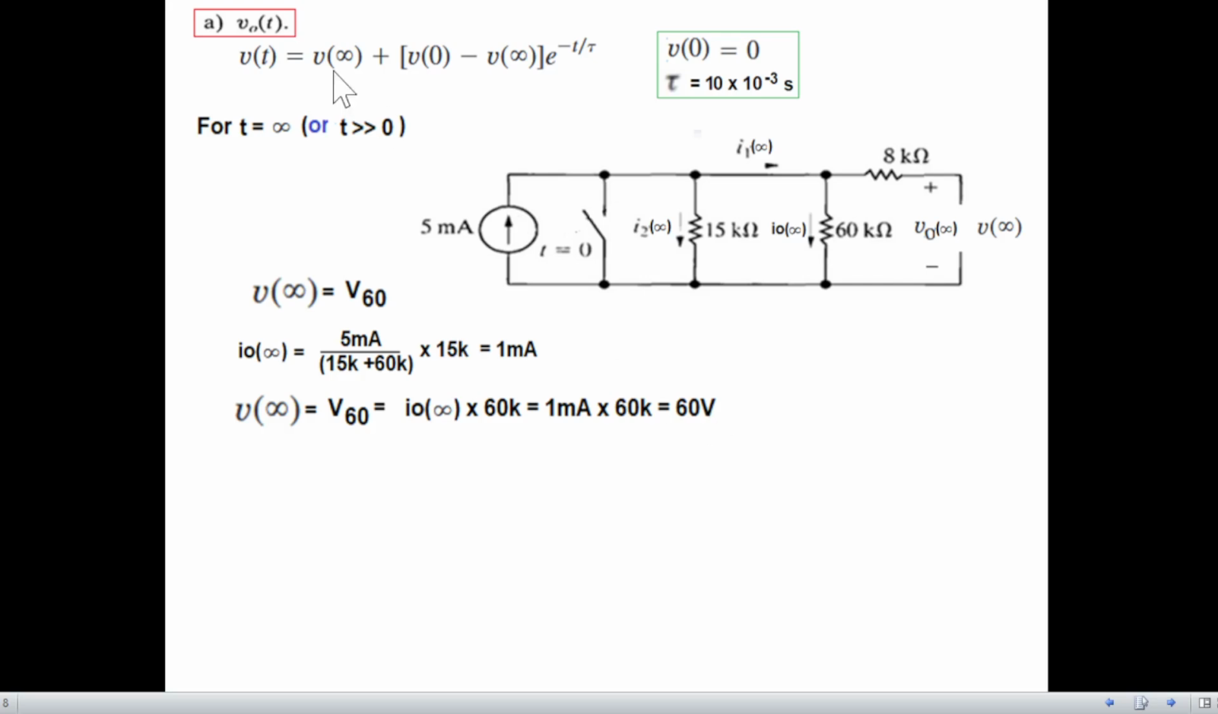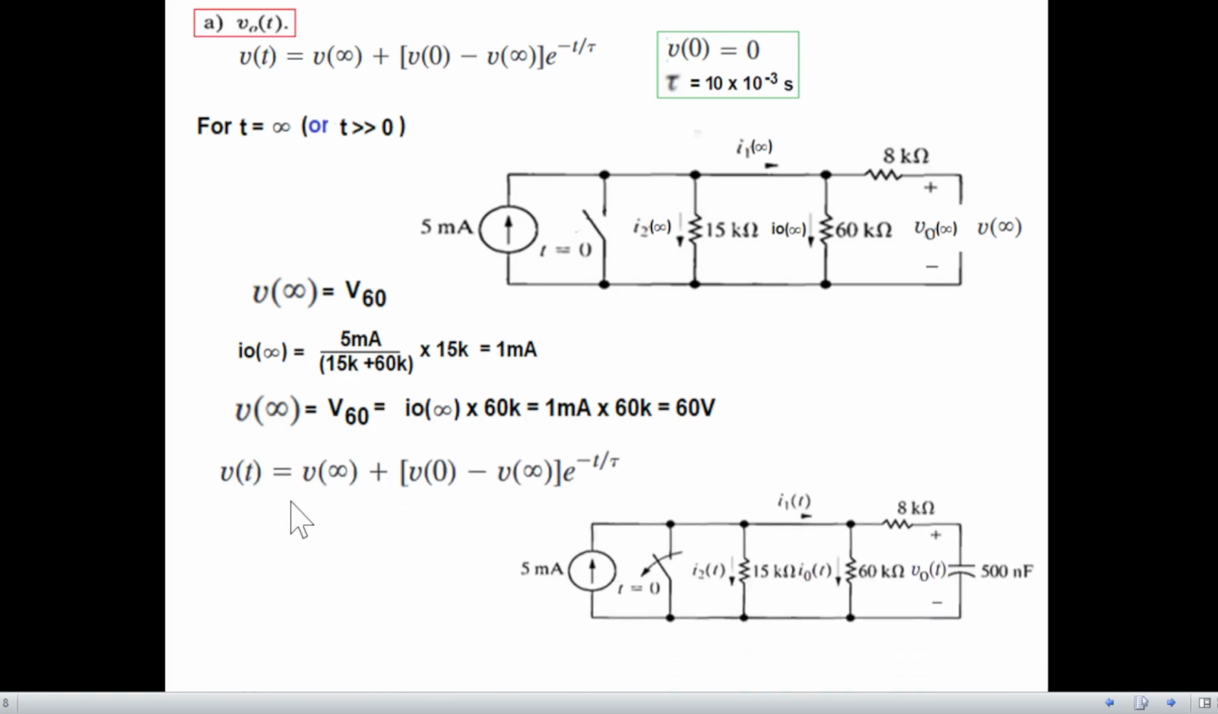So all three parameters of the VT we have found. Now we'll just plug in the values. 60, minus 0, minus 60, e raised to the power minus t over tau. Tau was 10 times 10 raised to the power minus 3. So solving this, we'll get 60 minus 60 e raised to the power minus 100 t volt. So this is the first part we have solved. And this is the answer given at the end of the book. So we got the same answer.